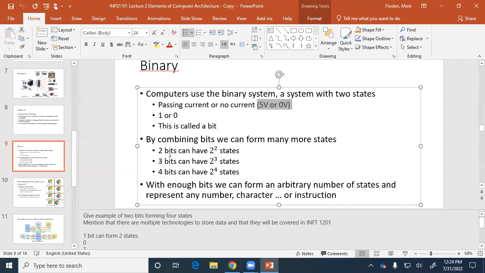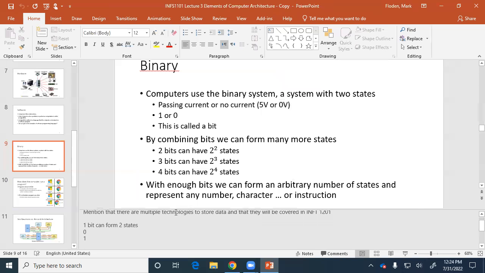If you had just 2 bits, you could have 4 states. If you had 1 bit, you could have 2 states, 0 and 1. If you had 2 bits, you could have 0, 0, that's 1 state. You could have 0, 1, that's 2 states. You could have 1, 1, that's 3 states, and you could have 1, 0. So that's 4 different states that you get out of 2 bits side by side.